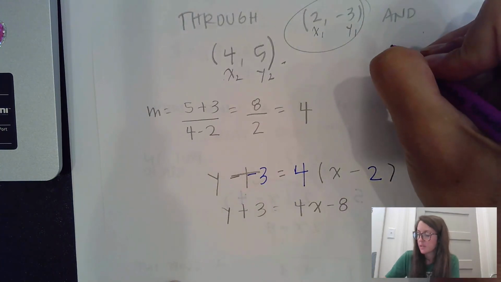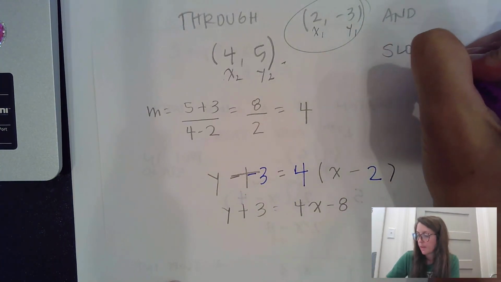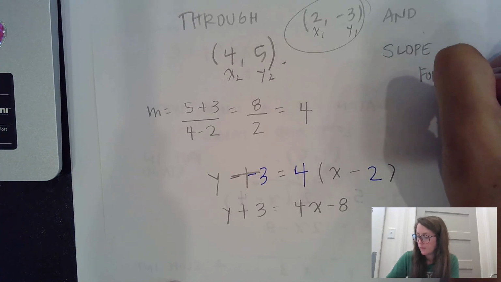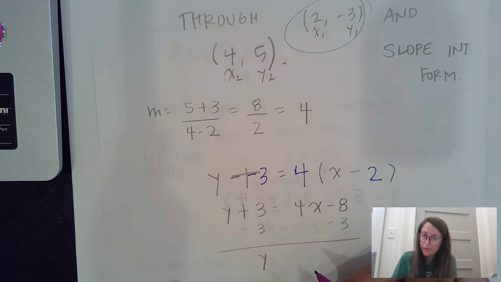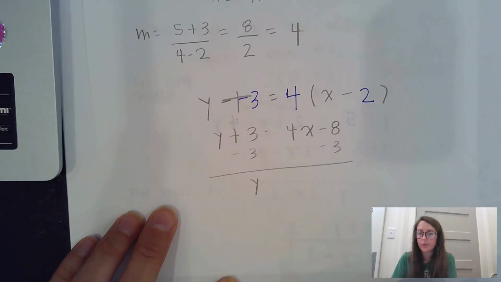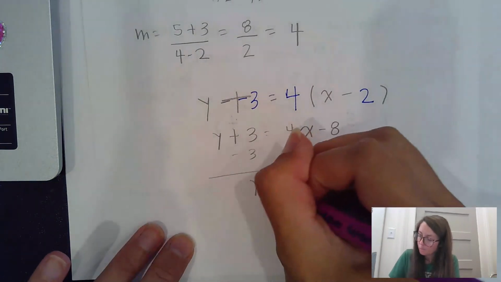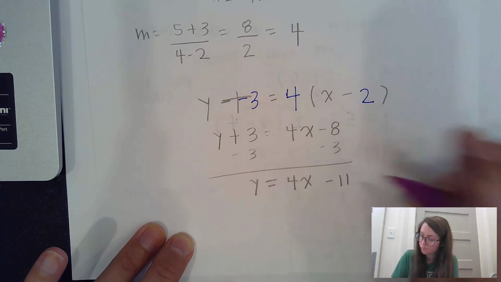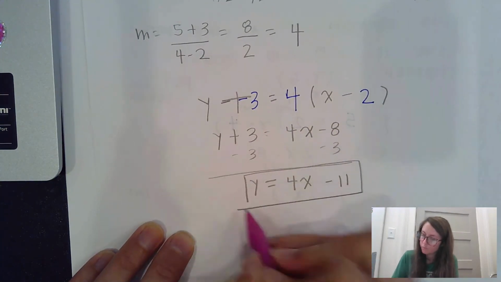And let's put it in slope-intercept form, sorry. And then you're going to subtract your 3 here. So we'll have, oops, sorry. There you go.